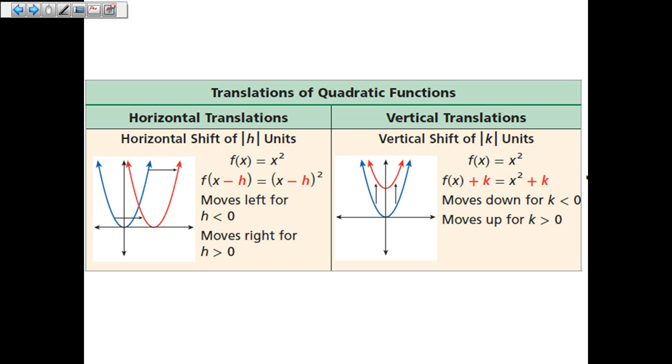If we want to shift the graph straight up, a vertical translation, all we need to do is add a number to the end of the equation. If we want to move it down, subtract a number.